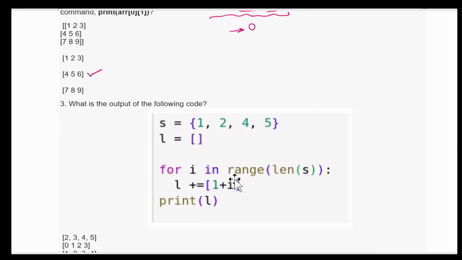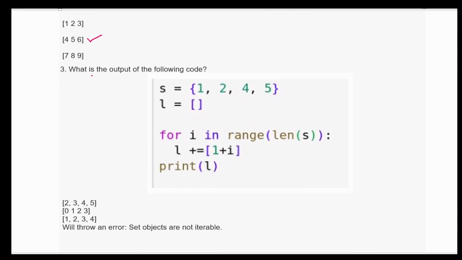Now let us see the third question. What is the output of the following code? Here S is a set, this one is a set, and L is a list. For i in range, length of S. Here length of S is 4. So range 4 means it will create numbers 0, 1, 2, 3. So i will get the values 0, 1, 2, 3.